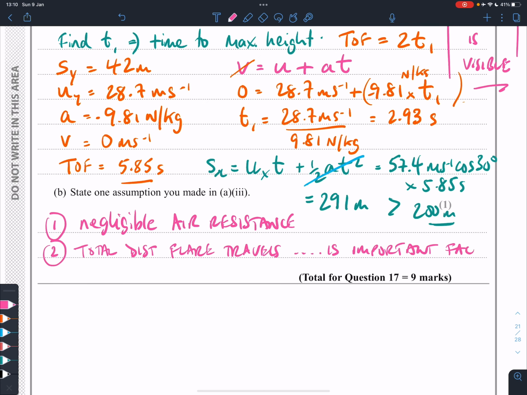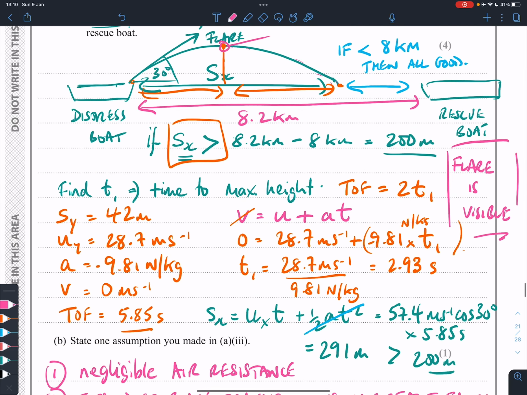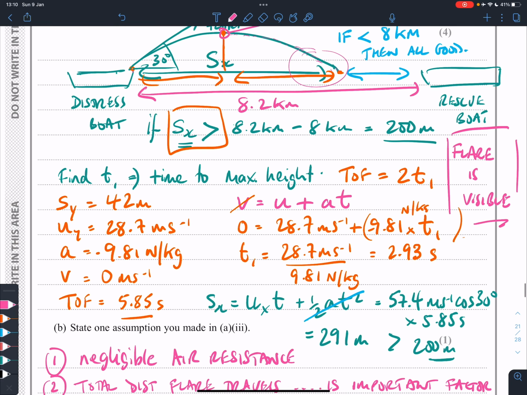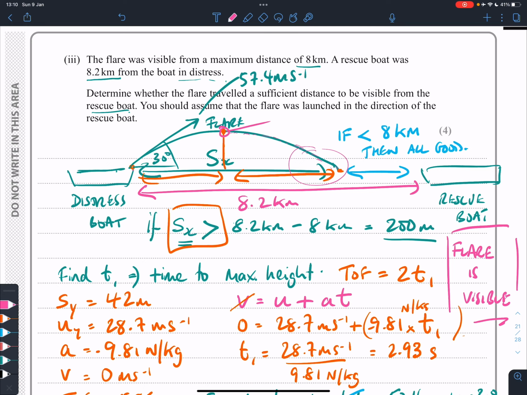Because you could say, well, maybe it only goes 145 meters to the maximum height point, and so maybe it isn't going 200 meters. But of course, it could be seen for some of this. It's just that it's not going to be visible for all this part. So that's a problem with the question, but they don't really expect you to say that.